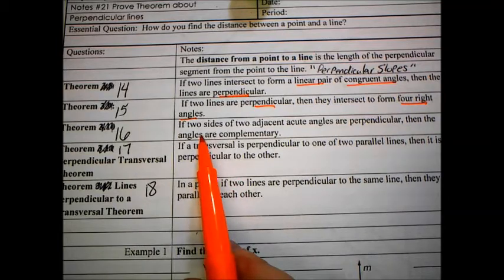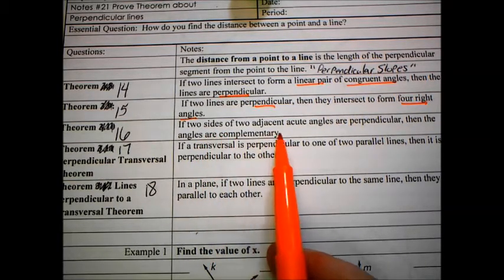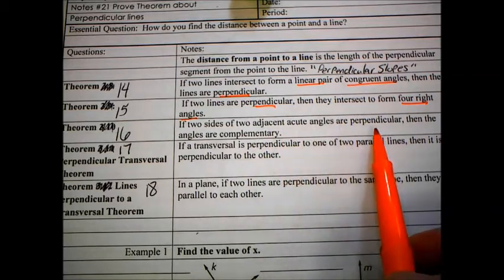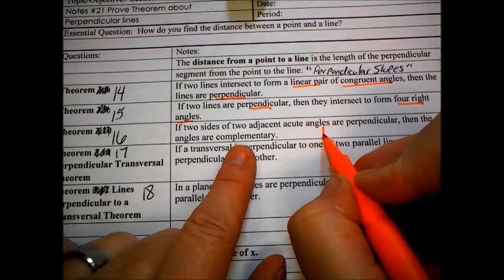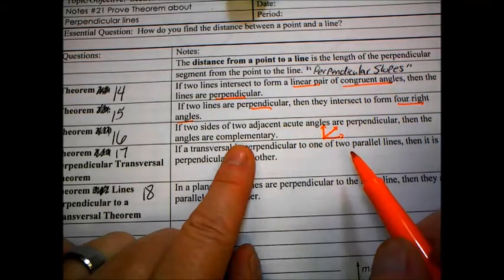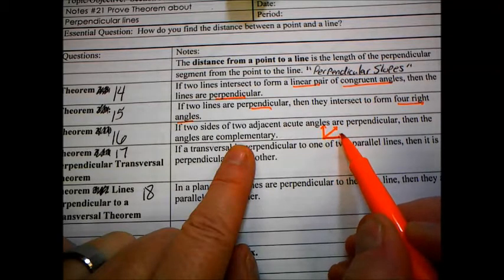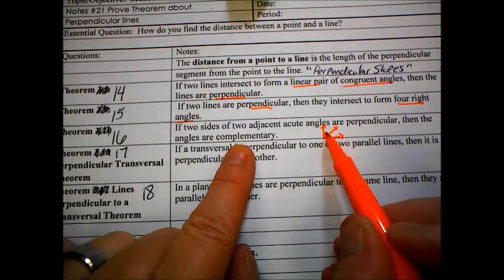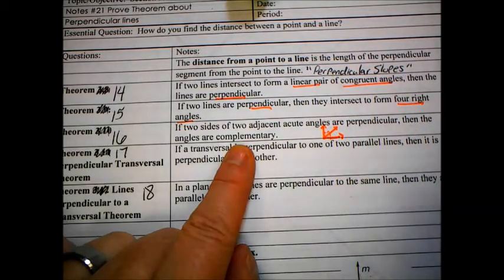On 16, it says if two sides of two adjacent acute angles are perpendicular, then the angles are complementary. Okay, so in this little drawing, it says two sides of two adjacent acute angles. So these are acute angles, and these sides are perpendicular. So in other words, this forms a right angle. Then the angles are complementary. Sorry.